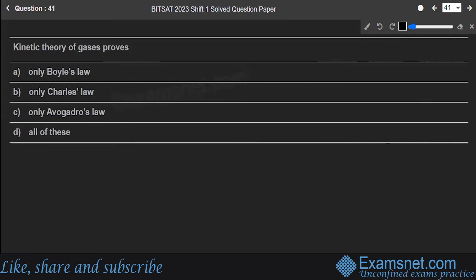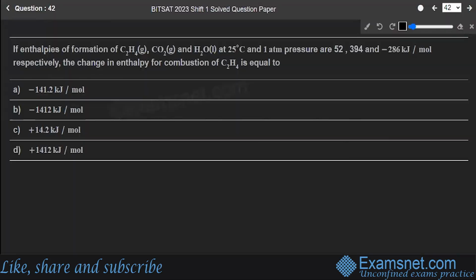Kinetic theory of gas proves only Boyle's law, only Charles' law, only Avogadro's. No, it proves all of these. Kinetic theory of gases proves Boyle's law as well as Charles' law as well as Avogadro's law. You have option D as the answer. Next.